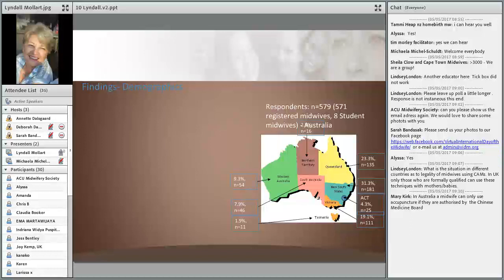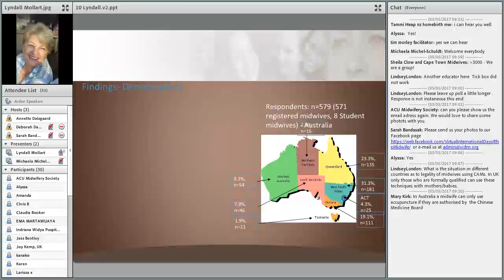So we had 579 respondents, which was about 12.2%, which well and truly was above the 375 that we needed to make it worthwhile. Of those, the majority of course were registered midwives. However, we did have 8 student midwives who also completed the survey. As you can see, the demographic data was representative of midwives around Australia, from all the states and territories.